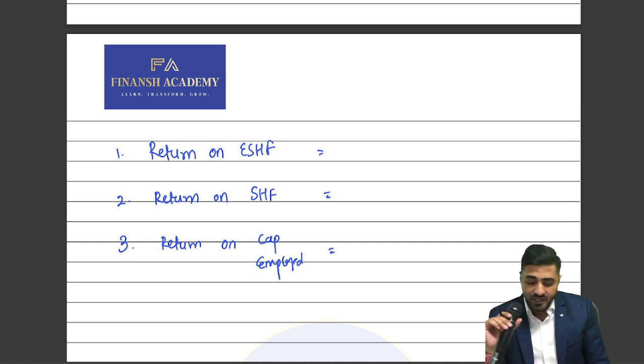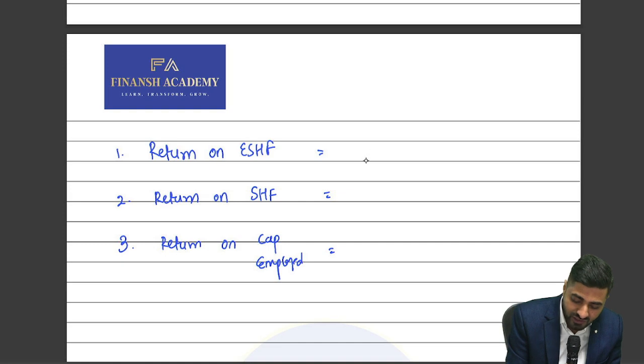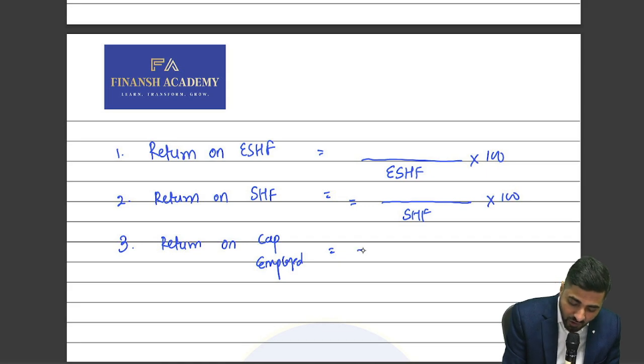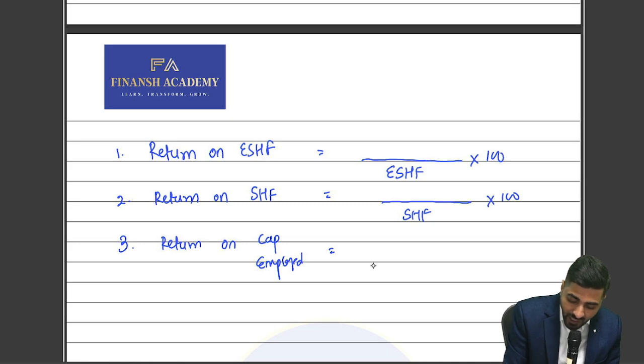No. So if I talk about return on equity shareholders funds, can I say the investments we are talking about is equity shareholders funds? Return on shareholders funds, in the denominator, what will I write down? Shareholders funds, because it's return on shareholders funds. We want to check on this investment. And return on capital employed, what will I write down in the denominator? Capital employed.